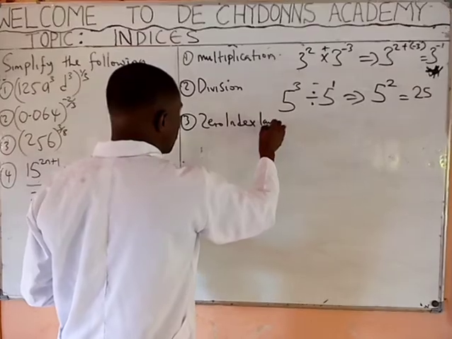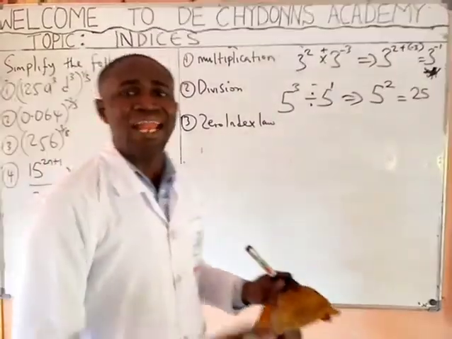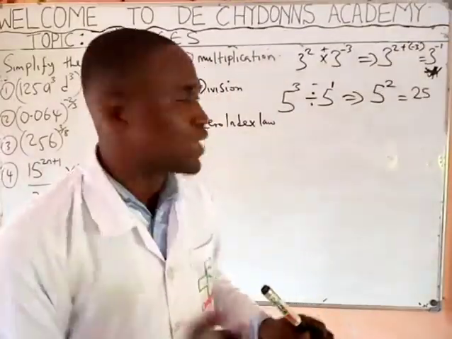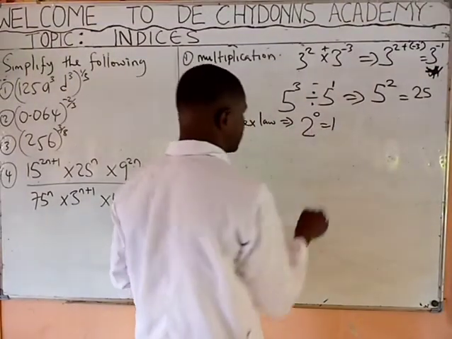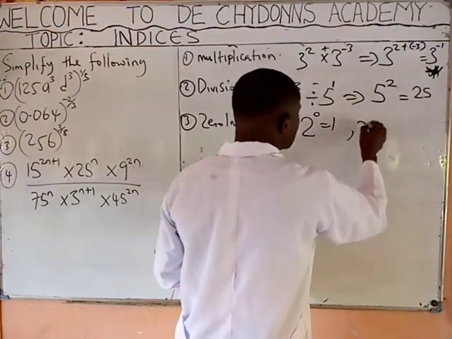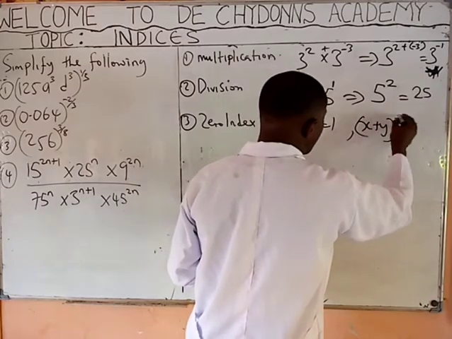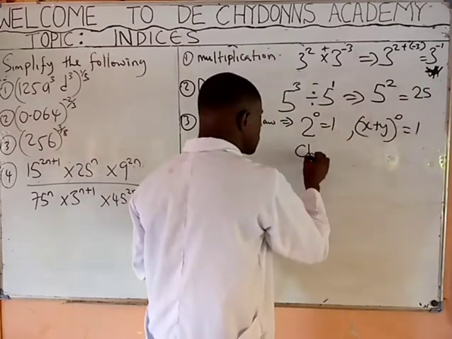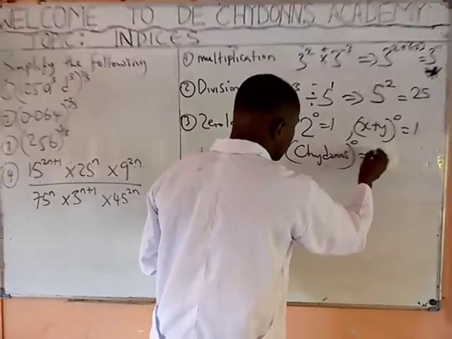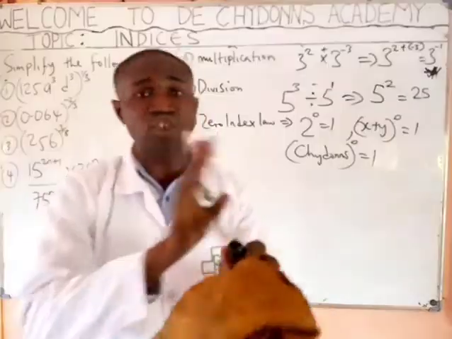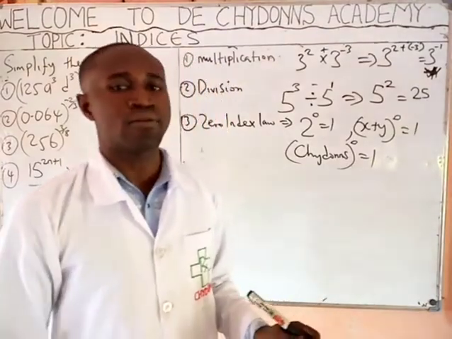Then, another one says zero index law or zero power law. This law states that anything raised to the power of 0 is 1. That is, 2 raised to the power of 0 is 1. X plus y raised to the power of 0 is 1. Anything raised to the power of 0 is 1. That is what it means.